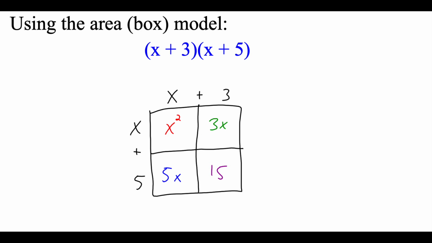Now again, we're going to look for like terms, just like we did when we were foiling. We're going to look for those like terms that we can combine. I don't see anything to combine with the x squared, so it's going to stay as x squared. But in the middle, I see that we have this 3x and this 5x. They're both positive, so we're going to add them together. And when we do that, we're going to get 8x. And then down in the bottom right-hand corner, I see that we have a positive 15. So I'm going to put a plus 15 on the back end. So for our final answer, we get x squared plus 8x plus 15.